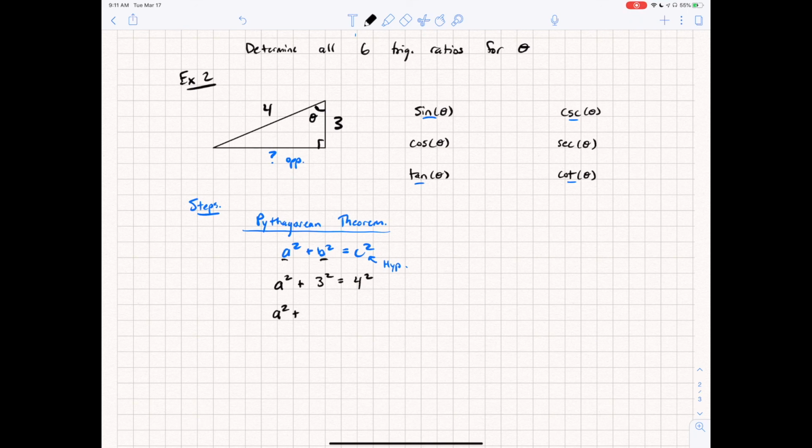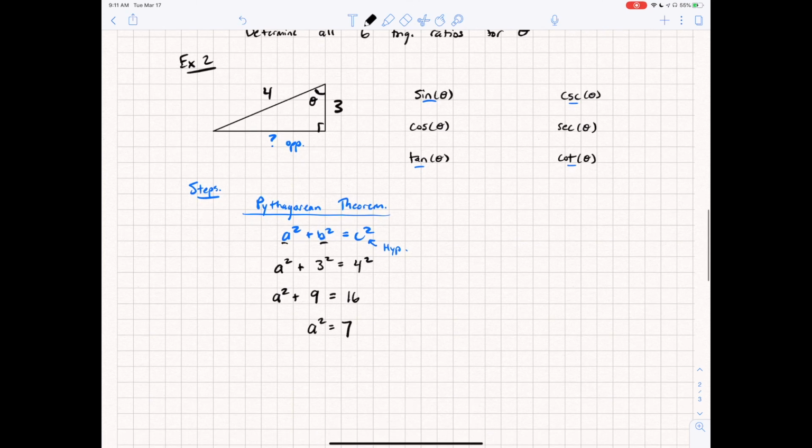So I have A squared, 3 squared is 9, 4 squared is 16. I'm going to subtract the 9 over, so 16 minus 9 is 7. And then I'm going to take a square root, so I get A is root 7. And so that's what my missing side is. So this opposite side right here is root 7.